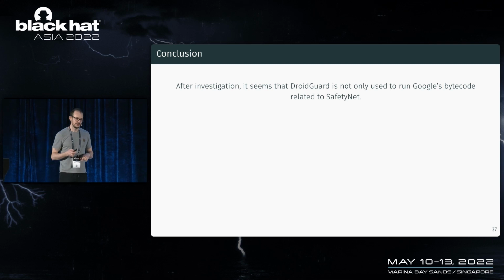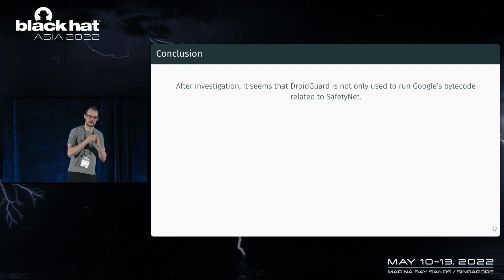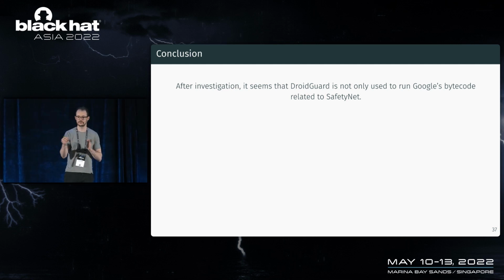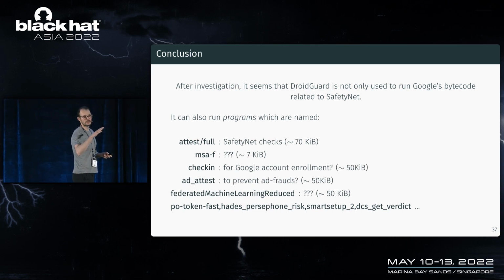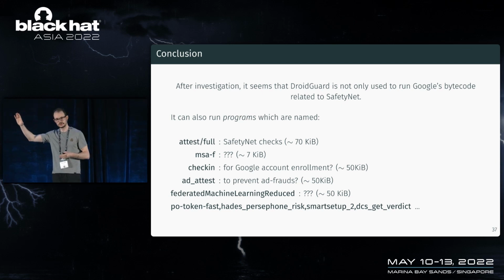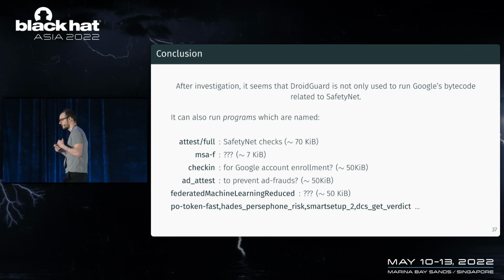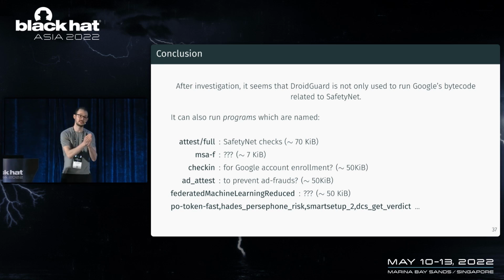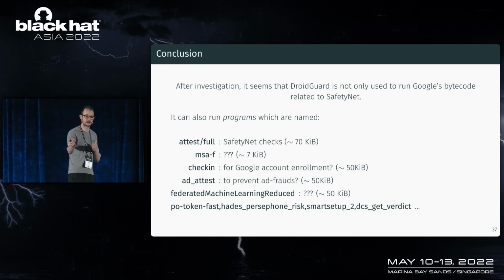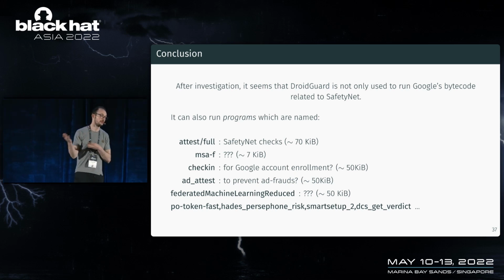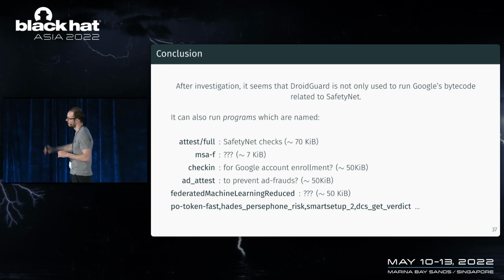So SafetyNet uses a design based on a VM and a bytecode, but Google uses this design to run different kinds of bytecode. When I analyzed SafetyNet, I was focused on a bytecode that aims at checking the integrity of the device, but they are also able to run a dedicated bytecode, for instance, to check during device enrollment with your Google account whether you are a bot or not. There are different bytecodes dedicated to different actions on the device.